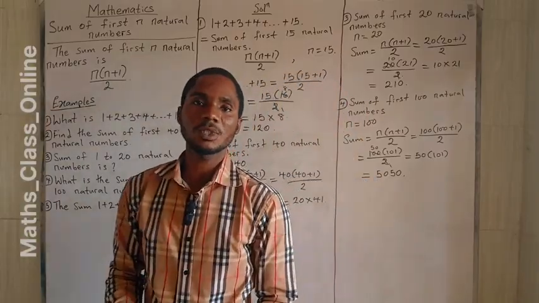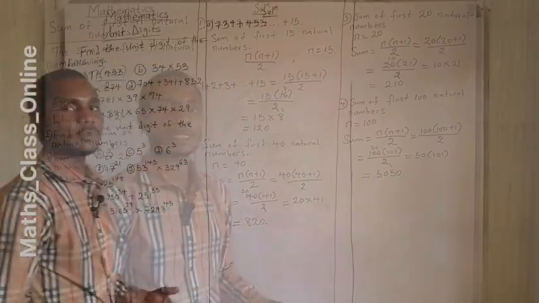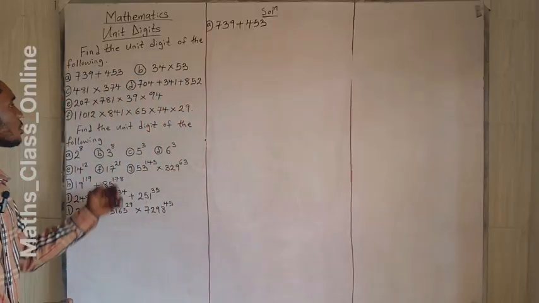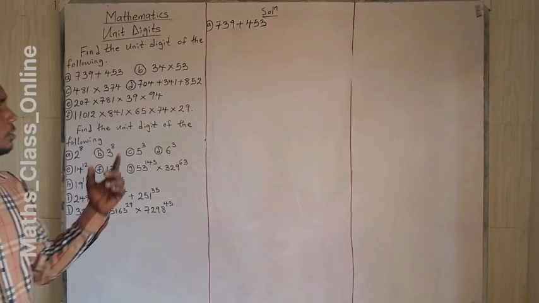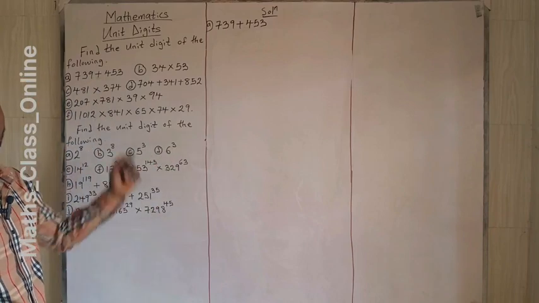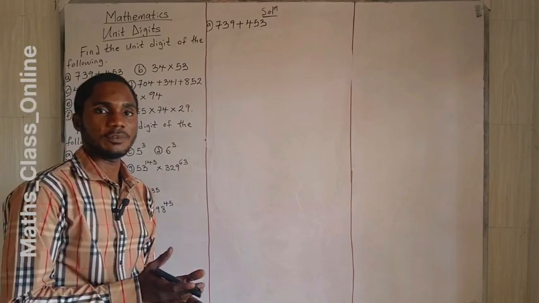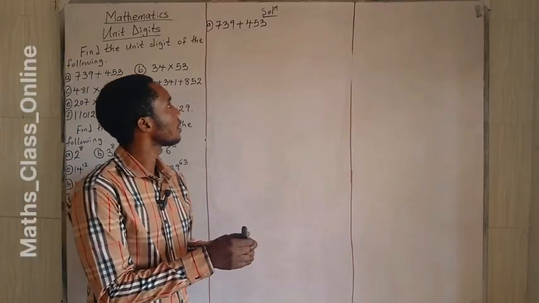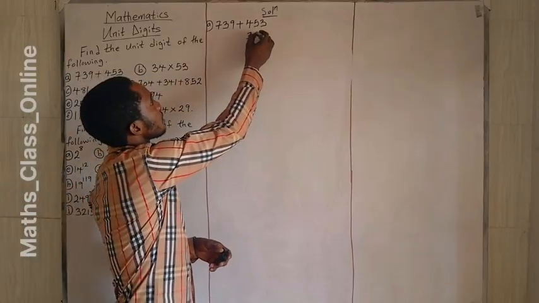And the last topic for today's class is unit digit of a number, which is the last digit of the number. We are to find the unit digit of the following numbers. Find the unit digit of the sum of 739 and 453. What are we going to do here first? We will first of all add the two numbers together, and that will give us what?